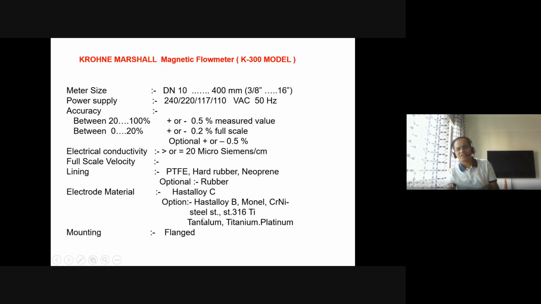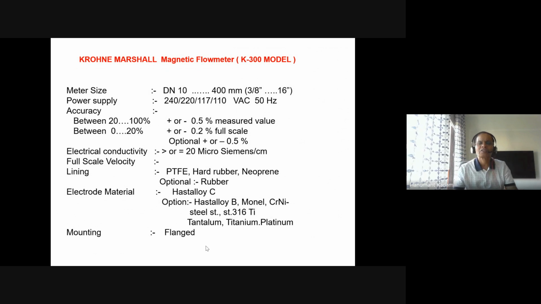Optional is Hastelloy B, which is another product. Monel is also used. Chromel, nickel, steel. So there are options also, but commonly the material is Hastelloy C. Hastelloy is one grade of steel. That Hastelloy material is widely used, and it is an acid resistant material. That is why. Then you can say tantalum, titanium, platinum, very costly materials. And we can say precious metals are used for the electrodes.